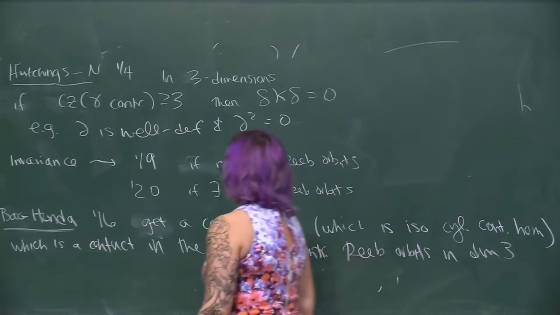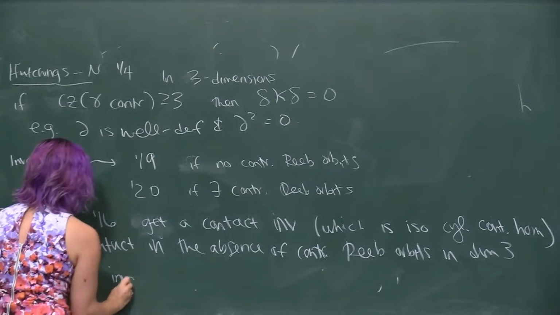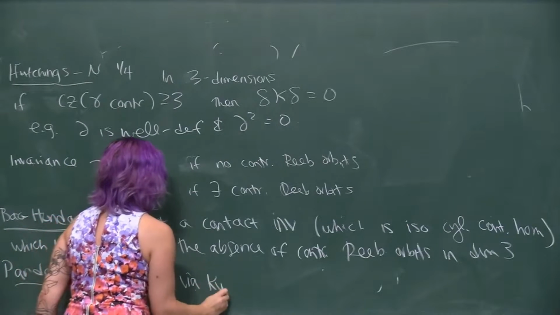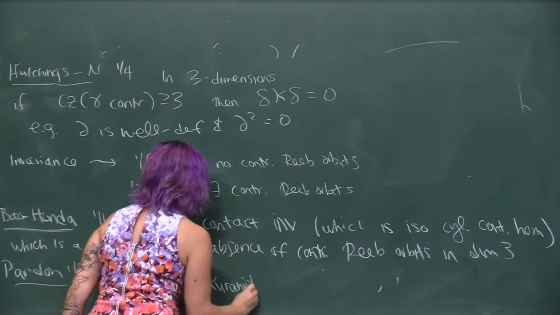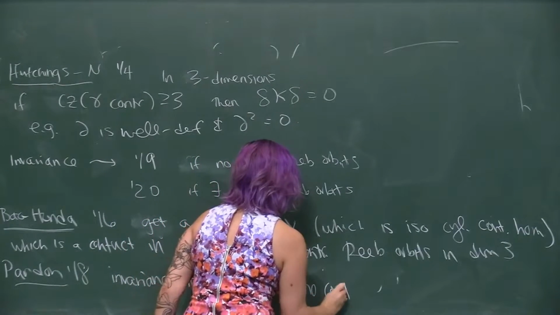And then Pardon has a paper, I think, from 2018, let's say. And this is invariance via Kuranishi structures if there are no contractible orbits in any dimension.